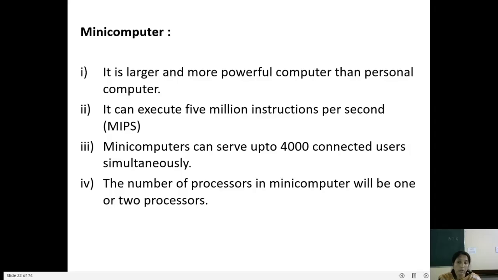Okay, it supports that type of operating system. Later on, you will understand that in the subject itself, where you will learn about operating systems. These computers will support the type of operating system which serves up to around 4,000 connected users simultaneously, and there are a number of processors in a minicomputer. At minimum there are at least one or two processors. A minicomputer doesn't work on only one processor; at least two processors will be there.